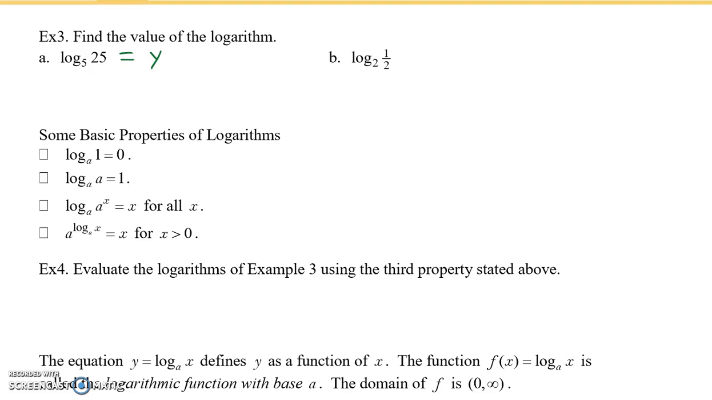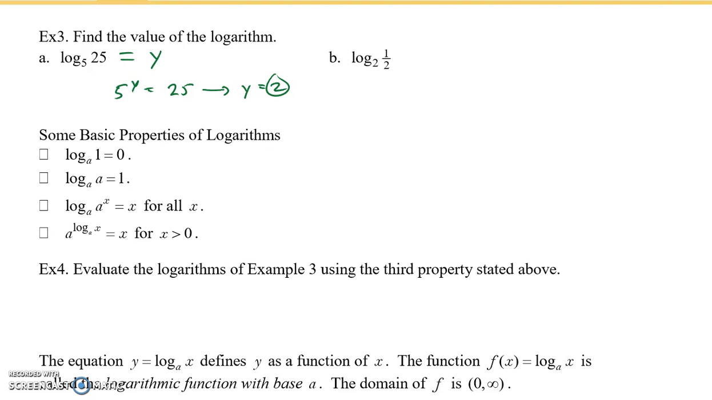The exponential form of this, by converting to exponential form, would be 5 to the y equals 25. So y would be the exponent 5 should be raised to give us 25, and then it should be pretty obvious that y would have to equal 2. So that means 2 is the value of our logarithm. Log base 5 of 25 is equal to 2. Because 2 is the exponent, 5 should be raised to give us 25.